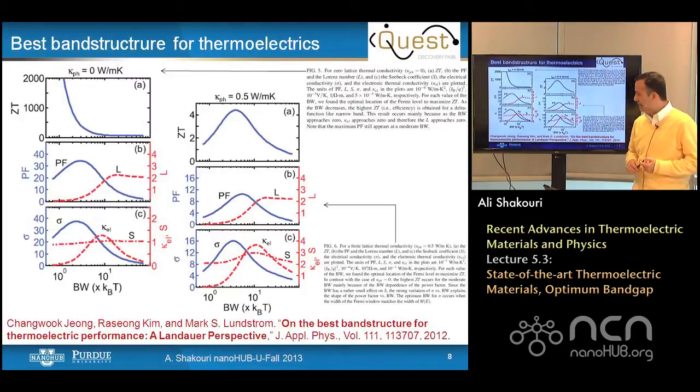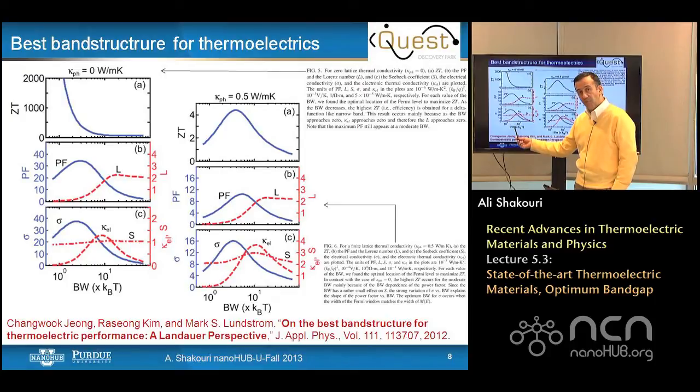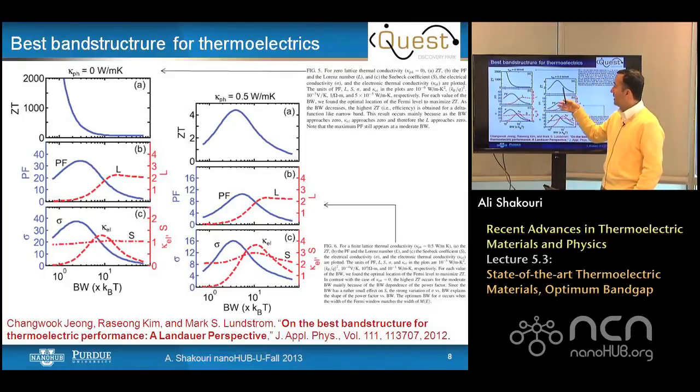There is a recent study by Professor Lundstrom that follows directly from the lectures you had in week 2 on the Landauer formalism. This was also one of the articles for week 2 that was referenced, where they approach the problem of optimum band gap differently. They look at an ideal model, but they consider this Landauer approach, and they calculate what is the optimum bandwidth, the width of the band contributing to conduction, to get the highest ZT, highest thermoelectric property, if the lattice thermal conductivity is 0, or some finite, non-zero but small value, like let's say 0.5 watt per meter Kelvin.